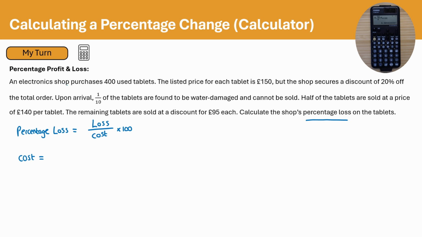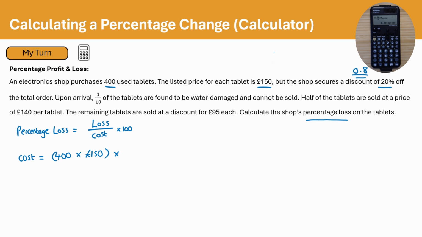Let's go back to our question. The electronics shop purchases the 400 used tablets. The listed price for each tablet is £150, but the shop secures a discount of 20% off the total order. So let's work out the cost of the order. Well, it would be the 400 tablets multiplied by the £150 for each of them. But then we want to reduce that. So we actually want to take 20% off that. Now, a 20% reduction is a multiplier of 0.8.